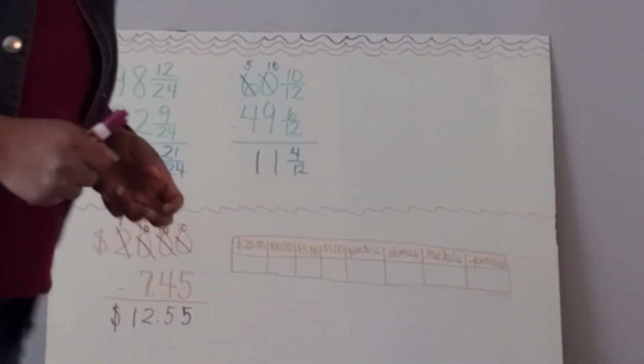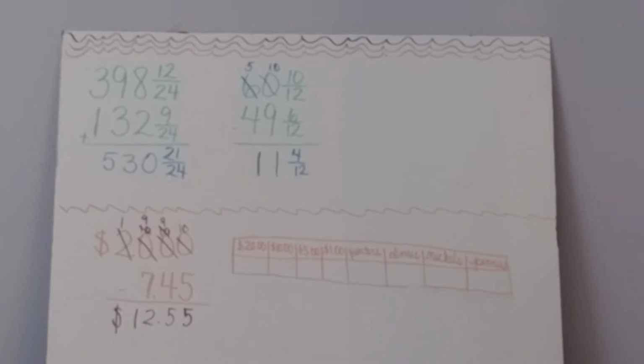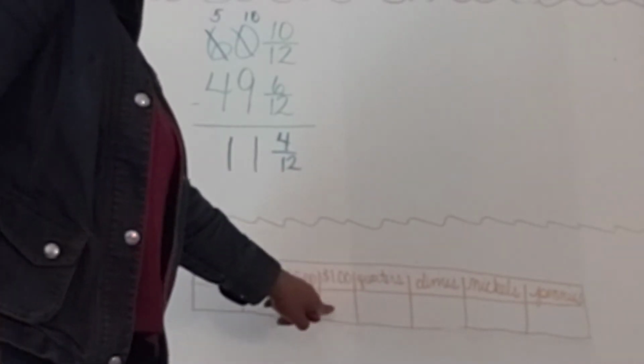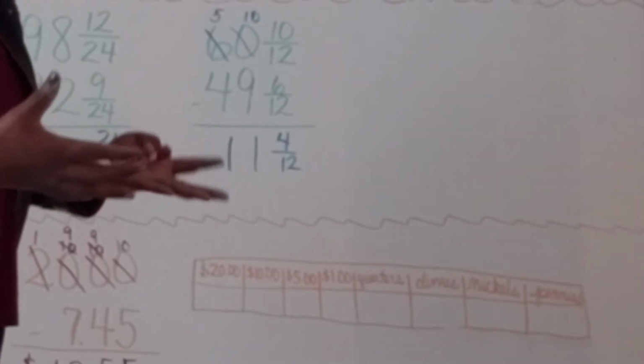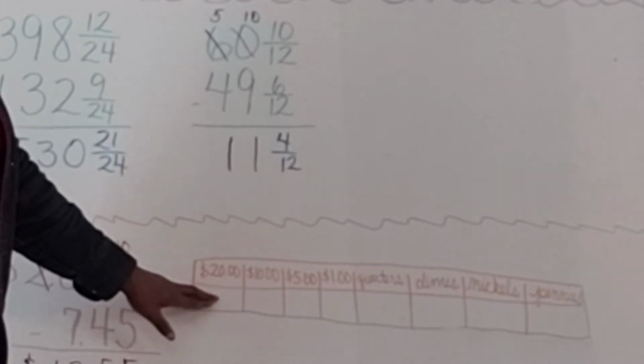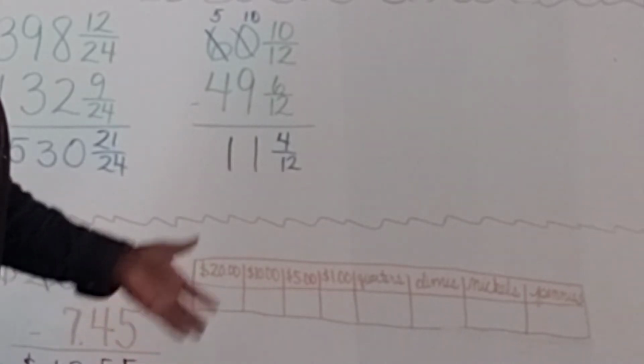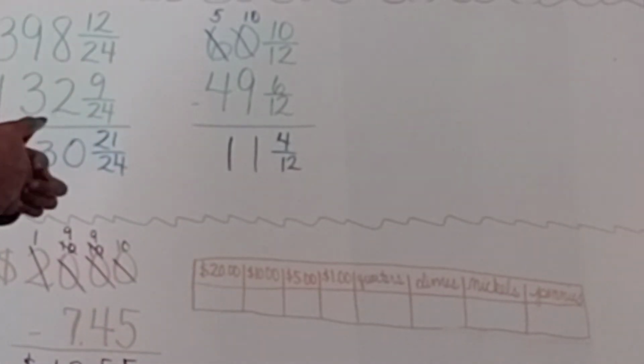I think you can still see that, right? It's not as clear. Maybe I'll try to go a little closer. There we go. So now I have over here $20, $10, $5, $1, quarters, dimes, nickels, and pennies, because those are our money. If we're looking at $12.55, are we going to start with $20? No, she didn't get $20 back. That's how much she had, but that's not what she got back for change. When I have $12, what is $12?